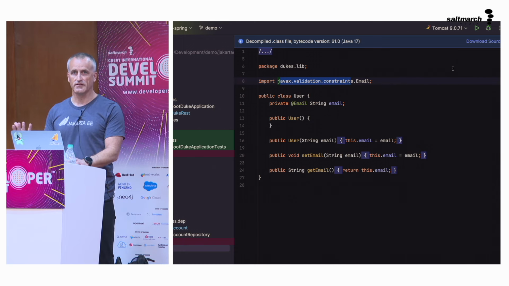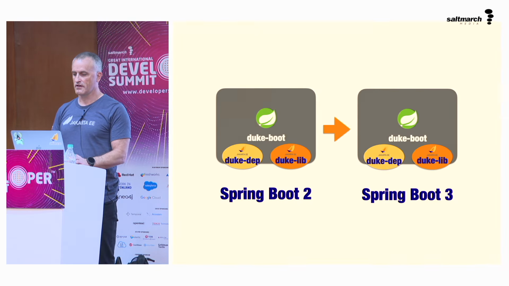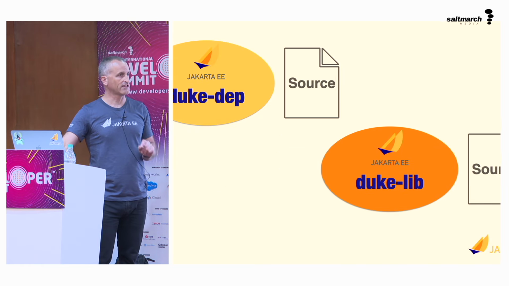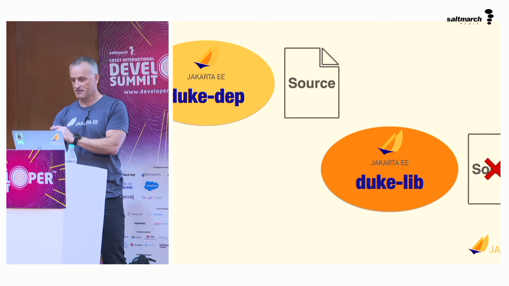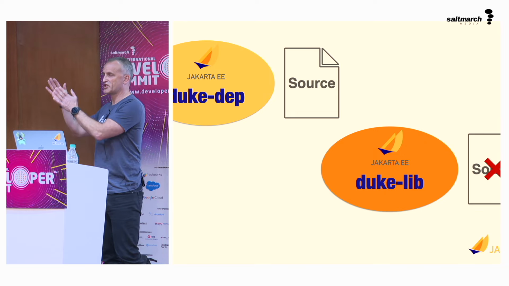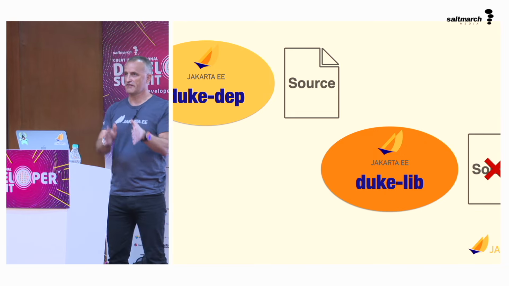It's not discovered. For Spring Boot 3, it checks for validation. It's Hibernate validator that is on the Jakarta namespace. This is just an annotation. It just doesn't care about it. The interesting situation here is that for Duke dep, I had the source code. It doesn't discover it because it looks for Jakarta validation constraints email and not for javax.